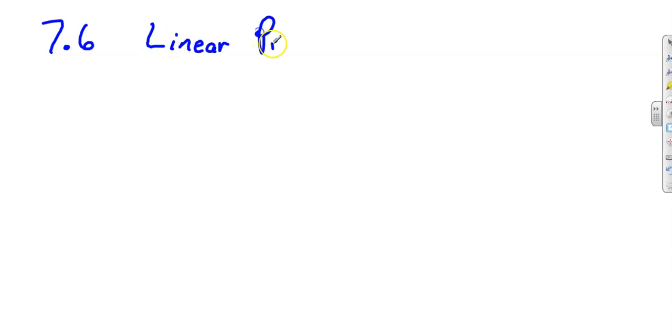Okay, 7.6 is linear programming. With linear programming, it's a couple things. One, you're going to graph a few lines. The good thing about the lines on these is they'll all be straight, or they'll all be linear. Not going to have any quadratics or anything like that. And then after that, you're going to basically just take some ordered pairs and plug them back into an equation and find out what the answer is going to be.